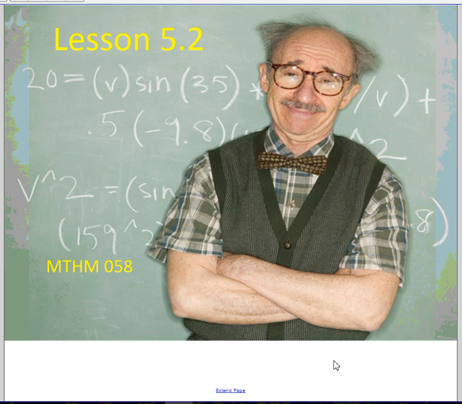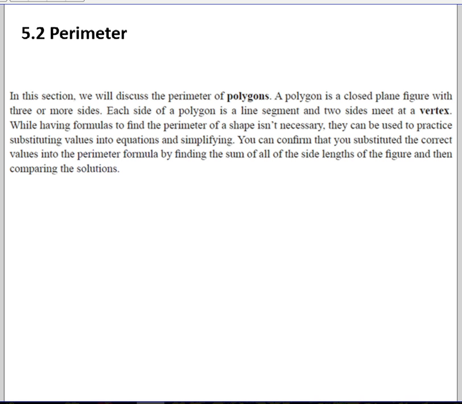We're going to look at section 5.2, and it is dealing with the perimeter. In this section, we will discuss the perimeter of polygons. A polygon is a closed plane figure with 3 or more sides. Each side of the polygon is a line segment, and 2 sides meet at a vertex.